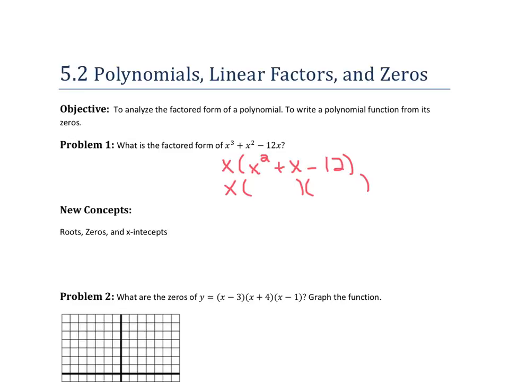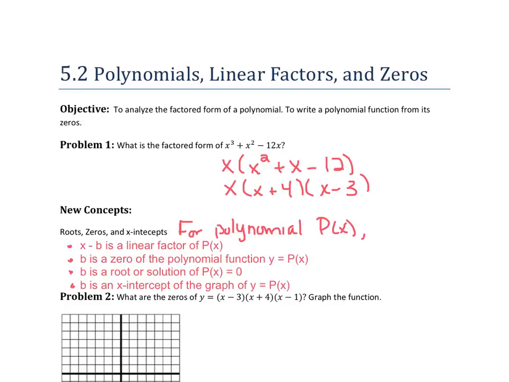So once again, we take our greatest common factor of x outside the parentheses, put our two parentheses in, and factor, and we could get x plus 4 times x minus 3. Good. So that's factored form, and you have to be able to factor well to do this section, especially know your multiplication tables. Okay, so now we're going to talk about roots, zeros, and x-intercepts.